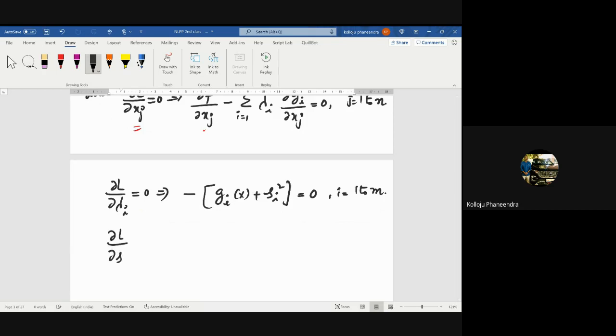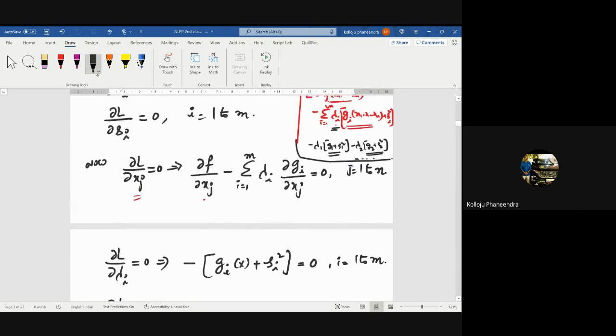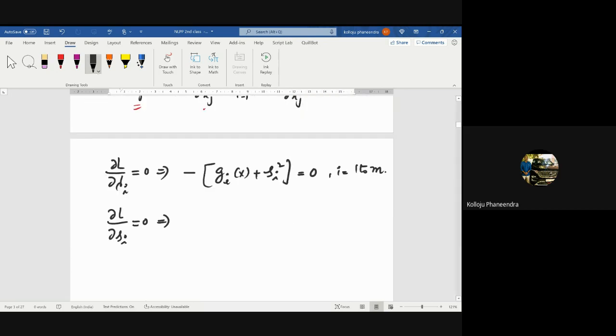Next one, dou L by dou s_i equal to 0. Now, where is s_i? Here. For example, dou L by dou s1: in f there is no s, so 0. Now s1 is here, 2 s1, so minus 2 lambda 1 s1 equal to 0. Dou L by dou s2 gives minus 2 lambda 2 s2 equal to 0. Like that we are getting. So dou L by dou s_i gives minus 2 lambda i into s_i, that is 2 lambda i s_i equal to 0, for i equal to 1 to m. These are the three necessary conditions. Now, one by one I have to evaluate and simplify all these expressions to get the necessary conditions.